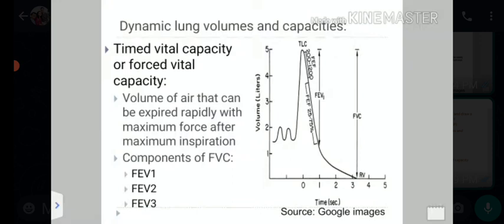Next is dynamic lung volumes and capacities. Here the time factor is involved, so it is measured in milliliter or liter per minute. Timed vital capacity, or the other name for that is forced vital capacity. It is the volume of air that can be expired forcefully and rapidly with a maximum force after maximum inspiration. The volume of air expired can be timed by recording the vital capacity on a spirograph, which is moving at a known speed. And the components of FVC are FEV1, FEV2 and FEV3.